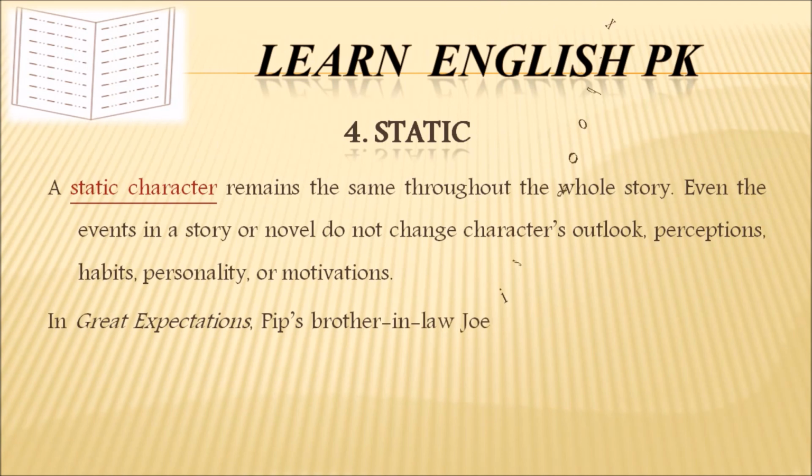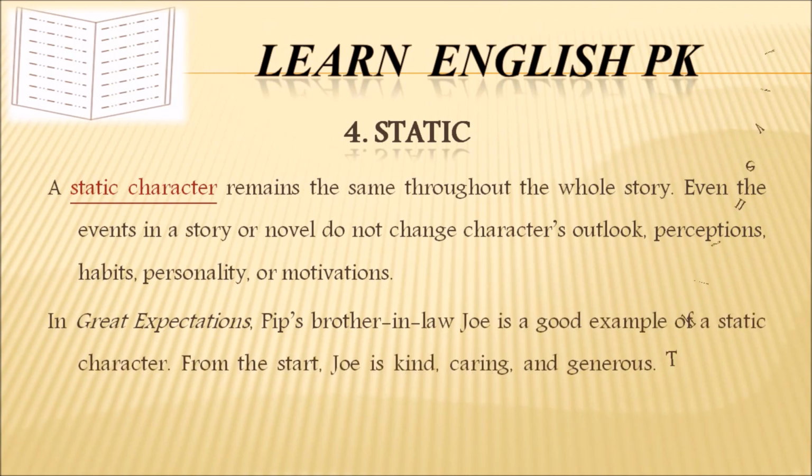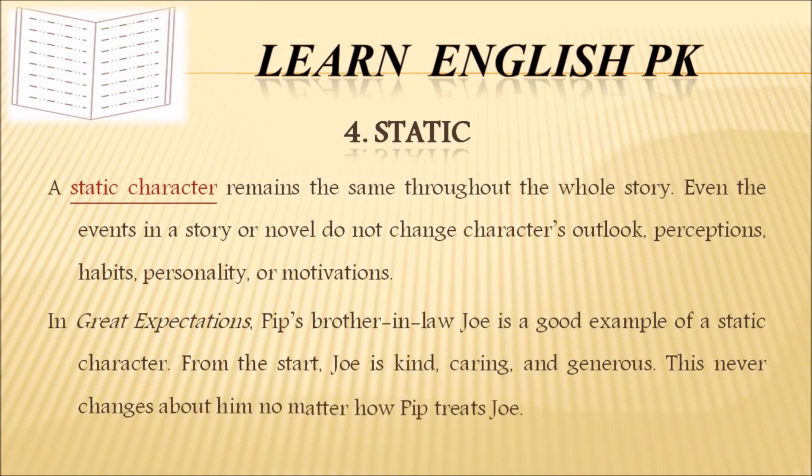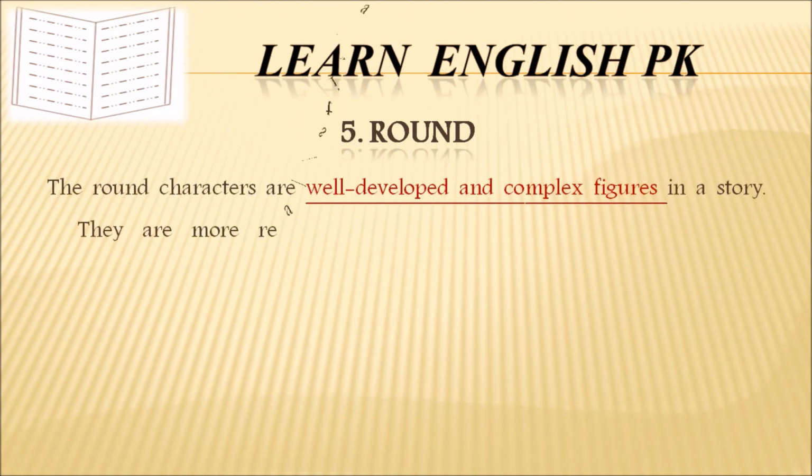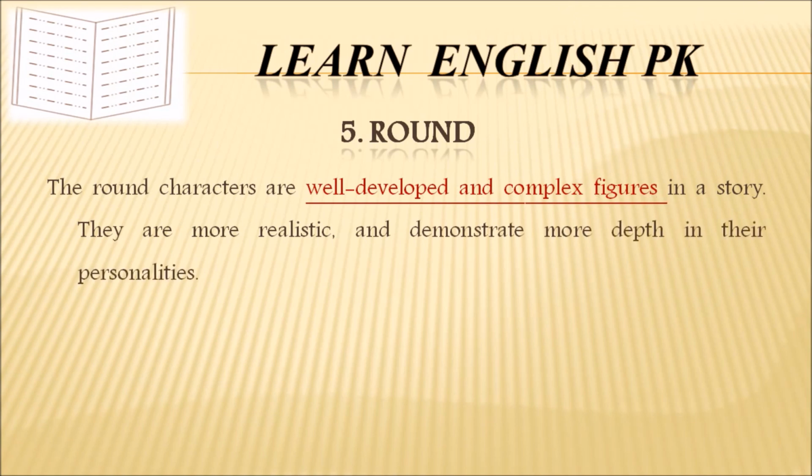In Great Expectations, Pip's brother-in-law is a good example of a static character. From the start, he is kind, caring, and generous. This never changes about him, no matter how Pip treats him. Next is round character. The round characters are well developed and complex figures in a story. They are more realistic and demonstrate more depth in their personalities.